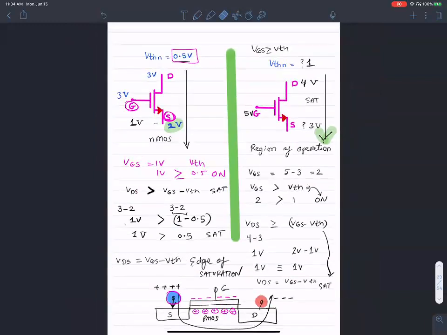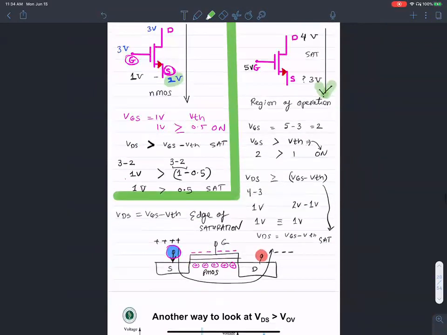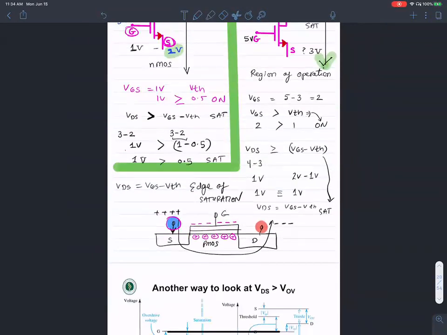But for now, notice that this guy, the one on the right, is at the edge of saturation. Okay, this guy is at the edge of saturation, just barely in saturation. Make sense?